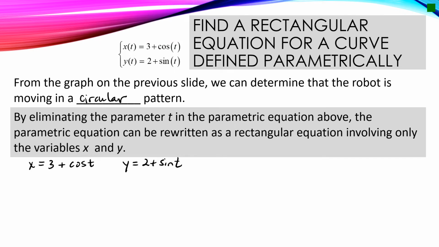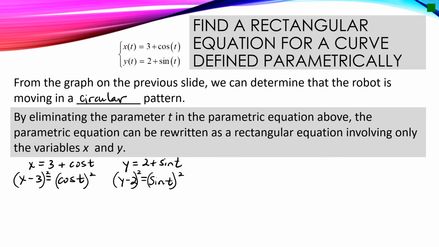So what I'm going to do with the x equation, I'm going to subtract 3 from both sides. And I'm left with x minus 3 equals the cosine of t. Now, if you remember, I just said I want to use the Pythagorean identity. Now, in order to make that happen, I need cosine squared of t. So I'm going to square both sides. I'm going to do the same thing with the y. So I get y minus 2 equals the sine of t. I'm going to square both sides. And so I get y minus 2 to the second power equals sine squared of t.